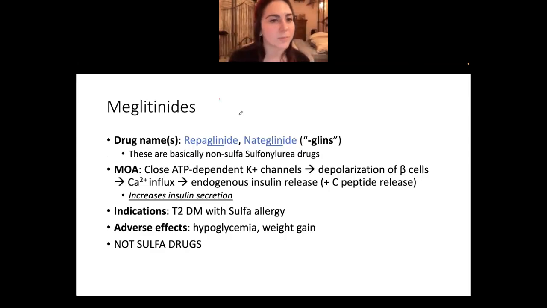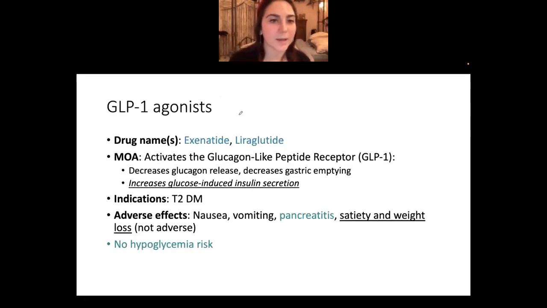It's kind of like, remember with loop diuretics, furosemide is a sulfa drug. You give the other loop diuretic if the patient has a sulfa allergy. It's kind of the same idea. You give sulfonylureas unless the patient has a sulfa allergy, then you give a meglitinide.